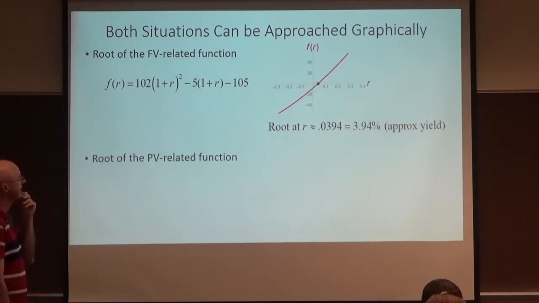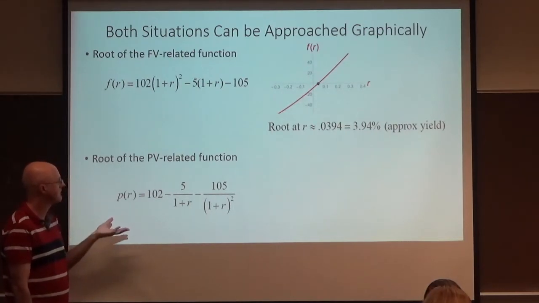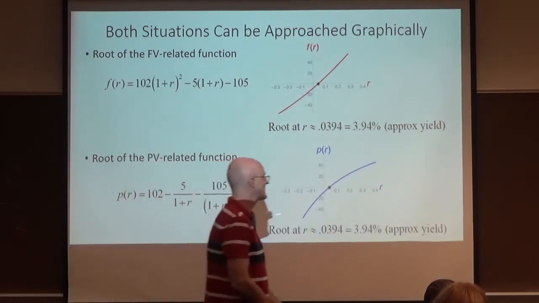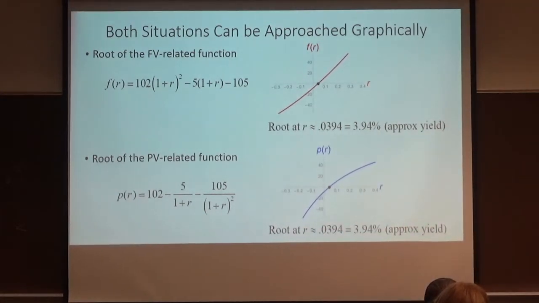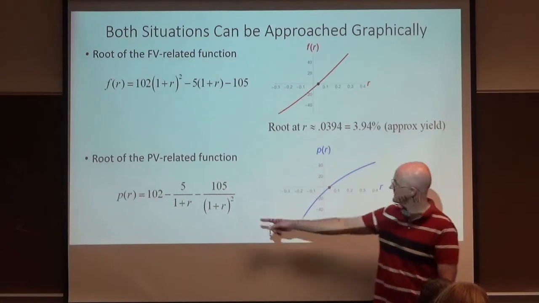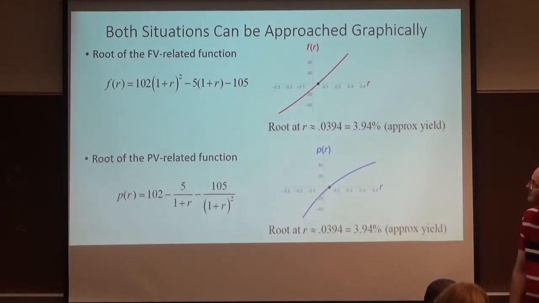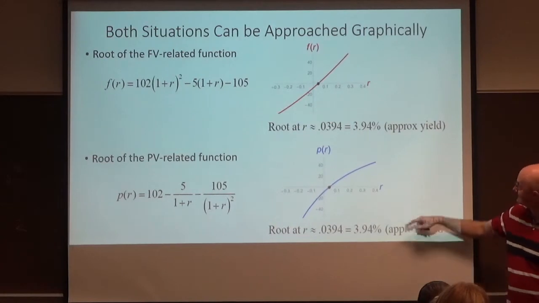We can do it with the present value related function where we have a rational function. There's this formula. We're setting that equal to 0 and solving for r. We're trying to find the root of this equation. It's very similar. The root occurs at the exact same spot. The graph looks different because it's a different function. It's a rational function. You can see from the formula here, we have a vertical asymptote r equals -1. But we don't need to worry about that. We only care about where it crosses the r-axis when r is positive, and it's this exact same value.